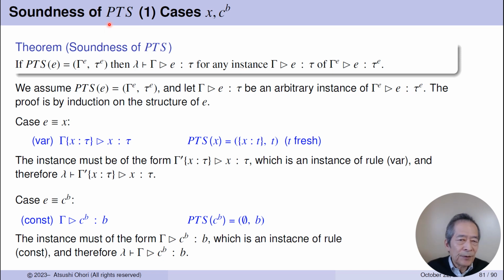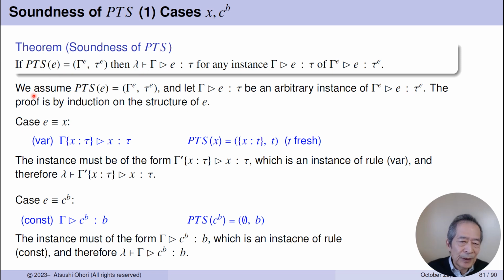Once we have completed the definition of the PTS algorithm for implicitly typed lambda terms, then for this simple system, the simply typed lambda calculus, we can prove the correctness in detail. The correctness has 2 parts. One is soundness, represented by this theorem. We already stated this property, soundness, but let's go through it again. The theorem says that if PTS of E returns a typing, then any instance of this returned typing is indeed derivable under this type system, small lambda.